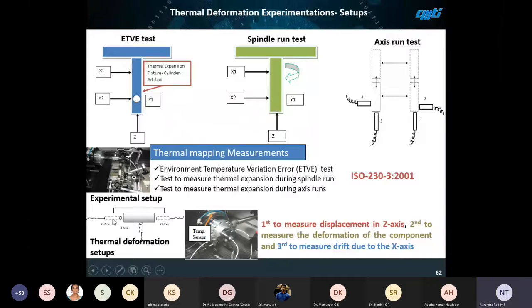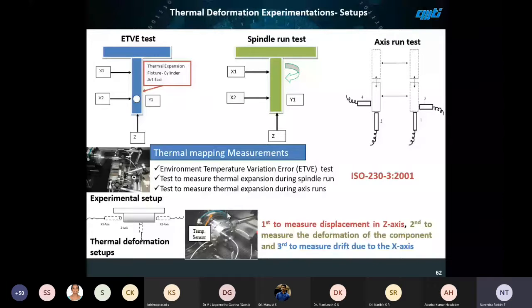In real time, I don't want these capacitive sensors. I'll be using low cost temperature sensors on the machine, and my neural network model will directly give the displacement values. And this is how it has been implemented.